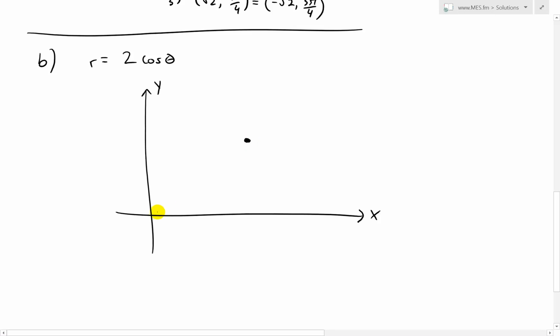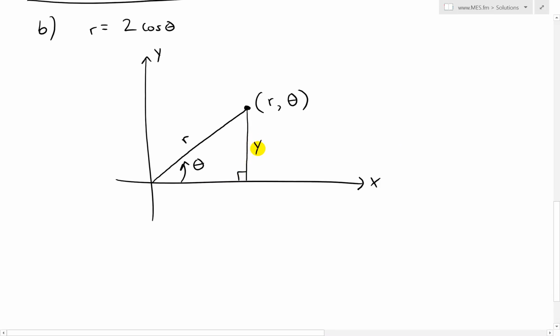If the distance here is r, and this angle from the x-axis or the polar axis is theta, then at this point in polar coordinates this is (r, theta). But this is the same thing if we draw a right angle triangle, a vertical line down where the height is y and the length is x, on this x and y axis. So this point is the same thing as writing (x, y).